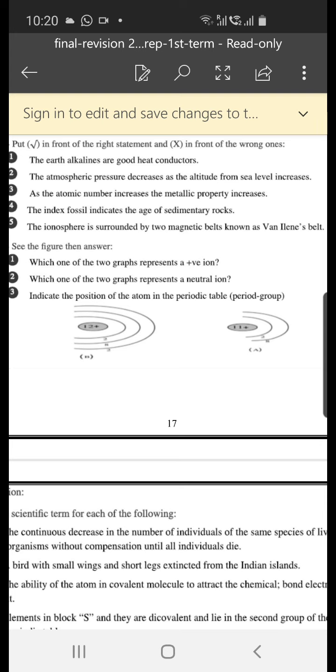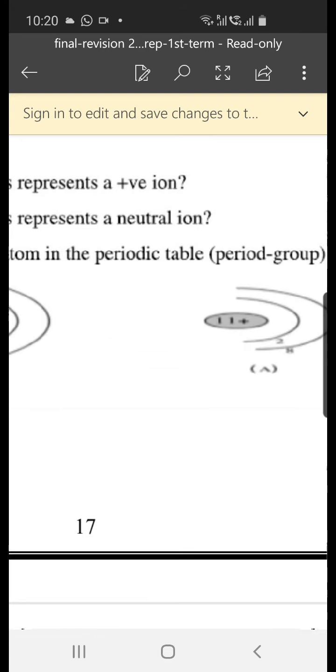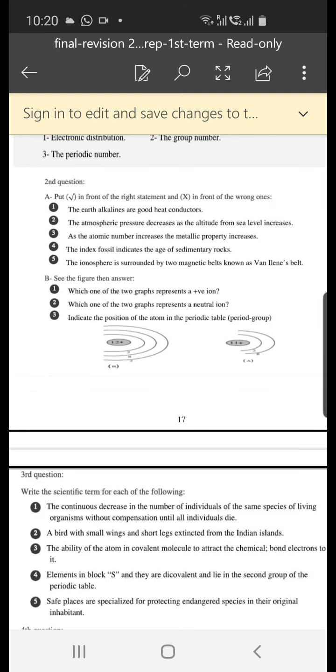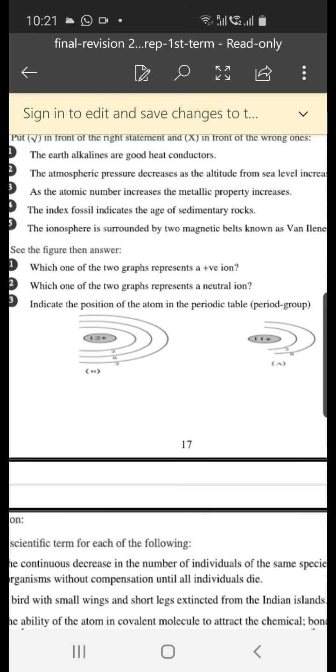One of them is an ion, which is A. Which of the 2 atoms represents the positive ion? Of course, A, because the number of protons is 11 and the number of electrons is 10. 2,8 equals 10. So it is an ion, a positive ion. And which one of them represents a neutral atom, not an ion? The neutral atom is B, because it has 12 protons and also 12 electrons.